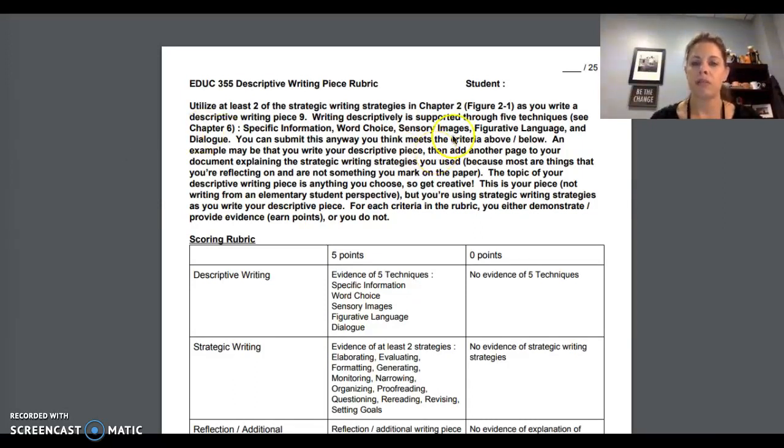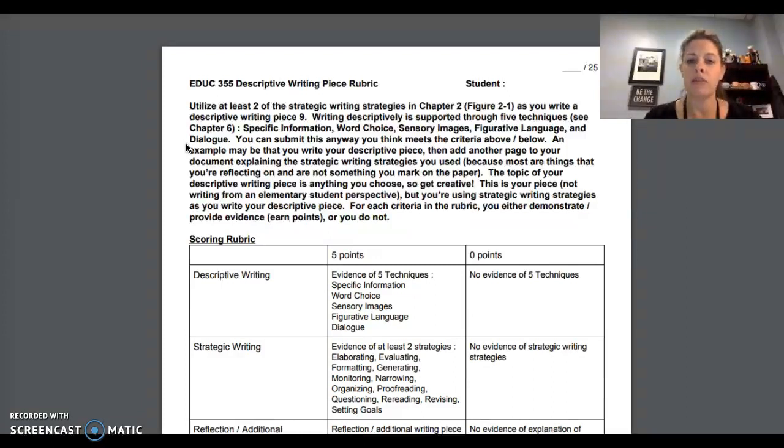I want you to write descriptively. Writing descriptively is supported through 5 techniques. And if you look in your Chapter 6 at page 137, it speaks to those techniques. So specific information, word choice, sensory images, figurative language, and dialogue. So with those 2 lenses in mind, so you have both your writing strategies for strategic writers, but also your techniques for descriptive writing. You have those 2 lenses in mind.